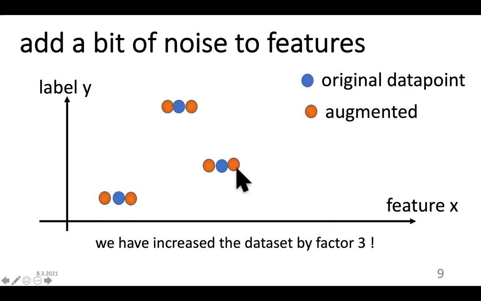And why should I stop at 3? Let's do 100 small perturbations for each data point. So I multiply then the number of data points by 100.